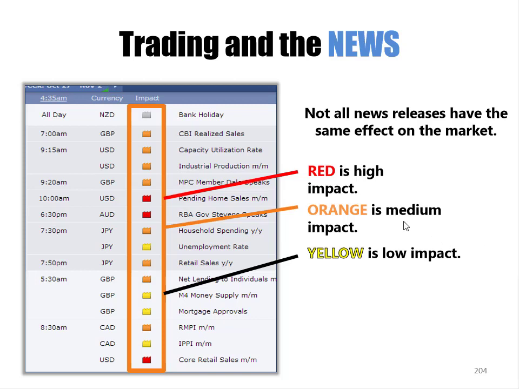As I said, there is a filter button, so you can just worry about red, high impact, and also grey, which shows bank holiday. Now, it's pretty much based in a traffic light system. Of course, red is high impact, orange is medium impact, and yellow is low impact. We just want to focus on the red, high impact news announcements.